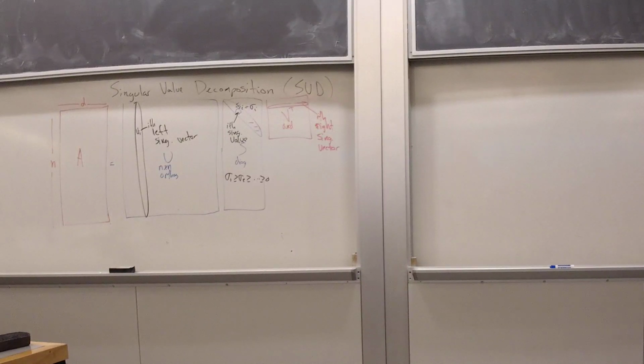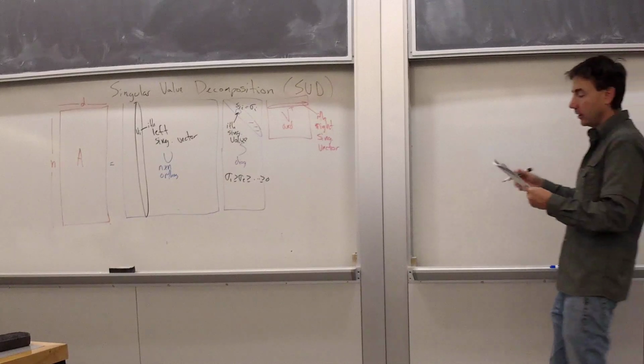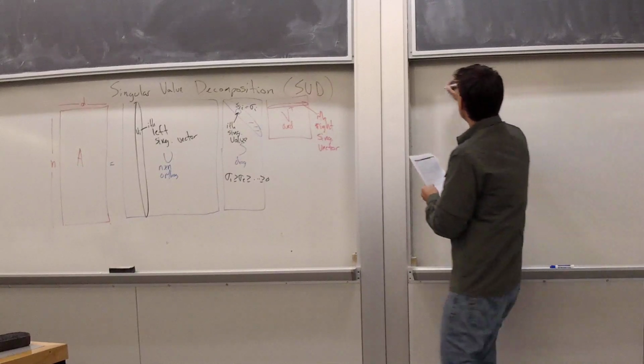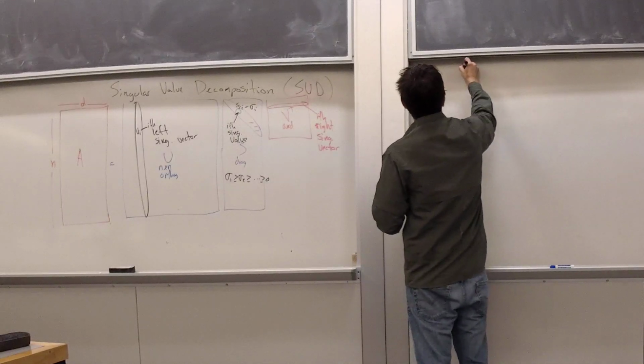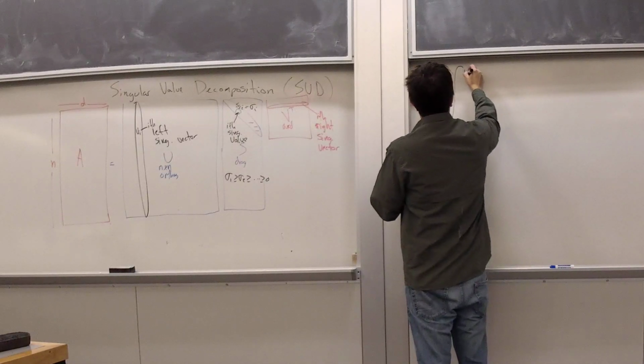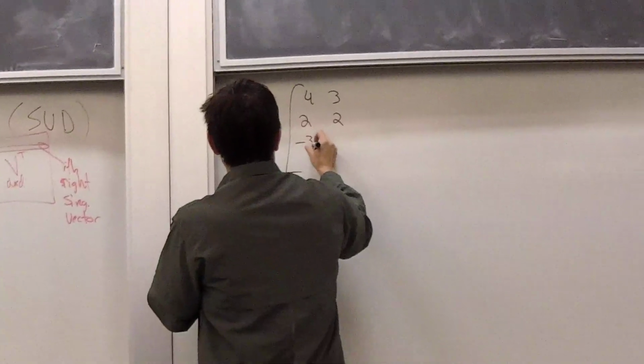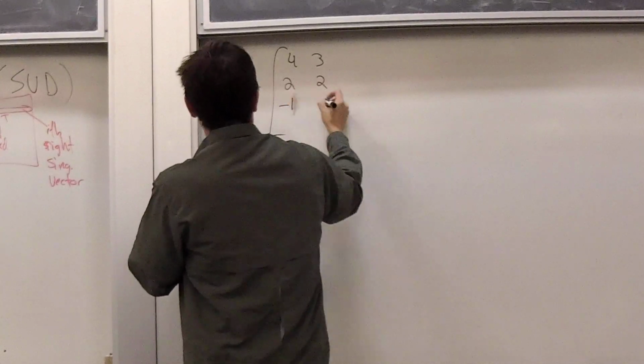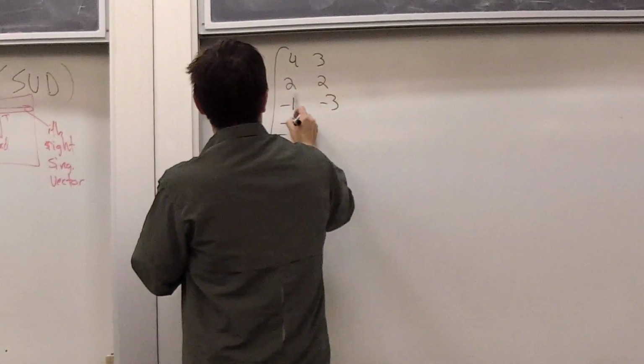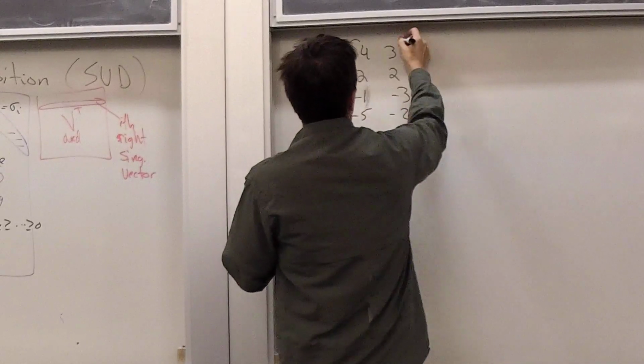All right, so one of the things we did at the very end of class was go through a demo in Python where we stepped through a small example. I want to go through that again, a little more slowly, and do it on the board. So we start with the matrix A, with rows 4, 3, 2, 2, minus 1, minus 3, minus 5, minus 2.